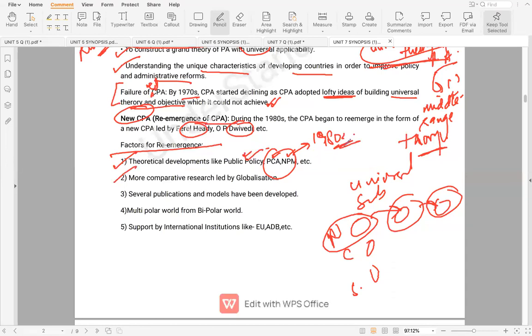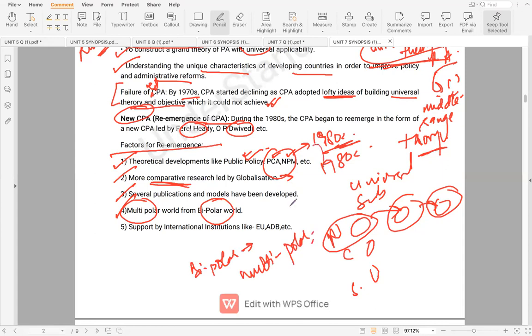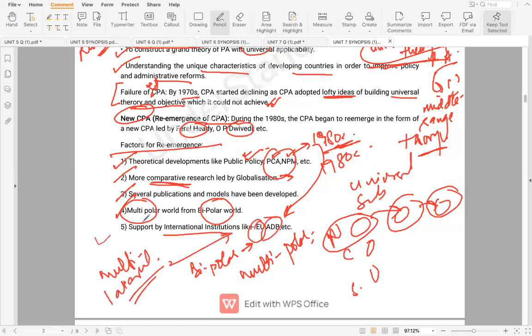You had globalization coming in the world by the 1980s, which led to more comparative research and more availability of resources for comparative research. Several publication models. We moved to a multipolar world from a bipolar world, right? So bipolar to multipolar. That is why you had a re-emergence of CPA, because there was more interconnection. And with the coming in of globalization, you had multilateral institutions. These multilateral institutions started supporting the CPA studies, such as EU, ADB, etc.